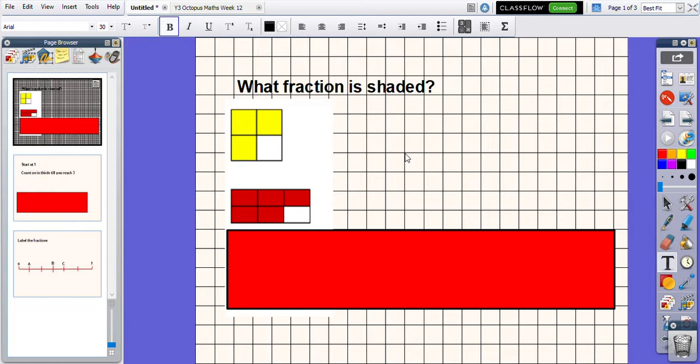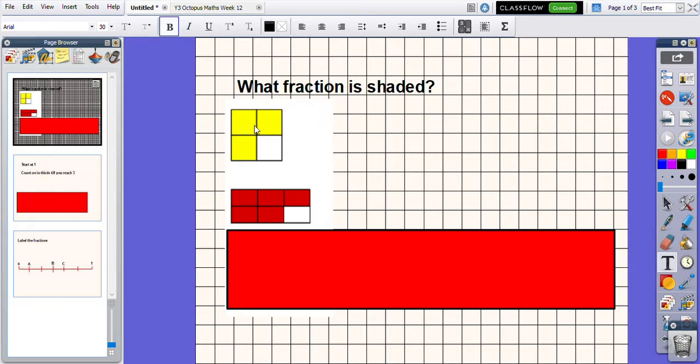Today we're going to be looking at counting on in fractions, specifically in our tenths. To start with, we've got another one of these sorts of questions. It's asking us what fraction is shaded. I've decided to do this on a computer today because it's important I remember how to work Active Inspire. So, let's begin. What fraction is shaded?